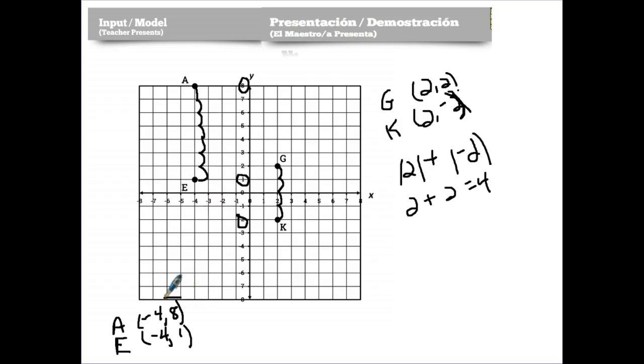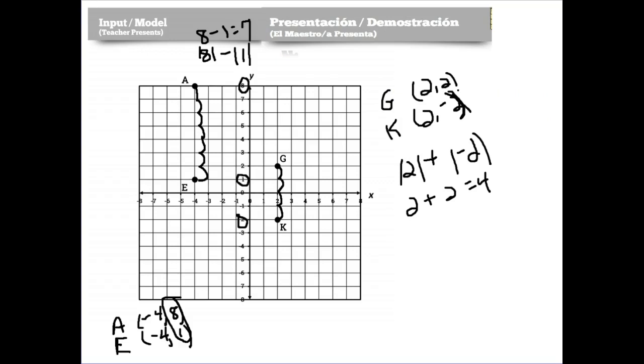But now I want to confirm that, and I'm going to look at my y coordinates. And I'm going to have the absolute value of 8. Because these are both in the same quadrant, I'm going to subtract the absolute value of 1. Well, the absolute value of 8 is 8. The absolute value of 1 is 1. 8 subtract 1 is 7. And again, I confirmed my distance in counting by subtracting the absolute values, and I found the same answer.